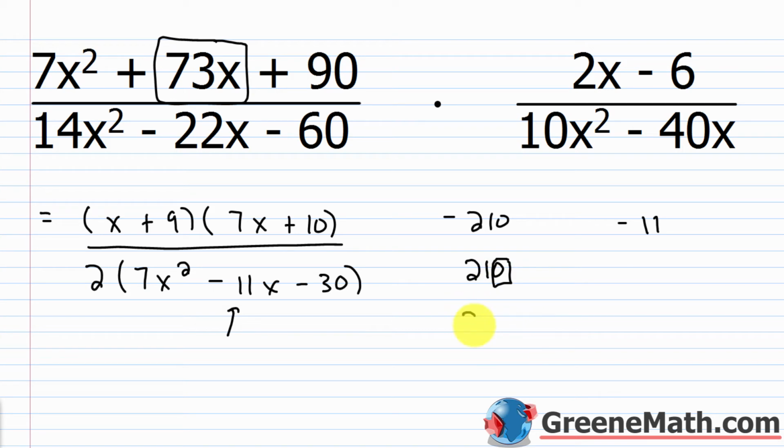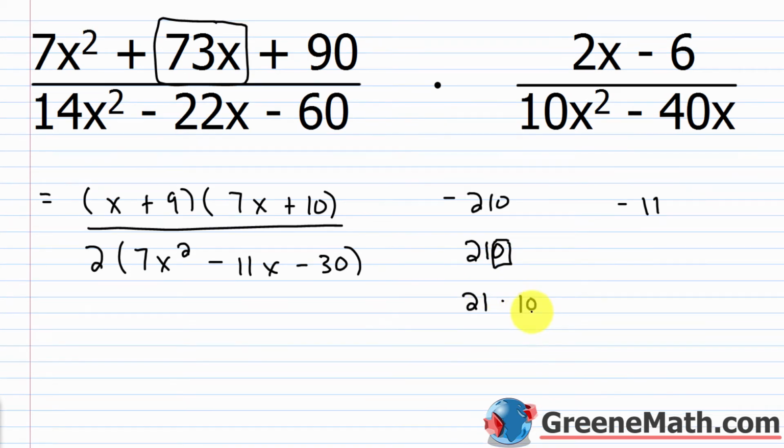So I know it would be 21 times 10. So I could play with the signs with 21 and 10 and get myself a sum of negative 11 and a product of negative 210. If I had negative 21 and positive 10, that would do it for me. Negative 21 times positive 10 is negative 210. Negative 21 plus 10 is going to give me negative 11.